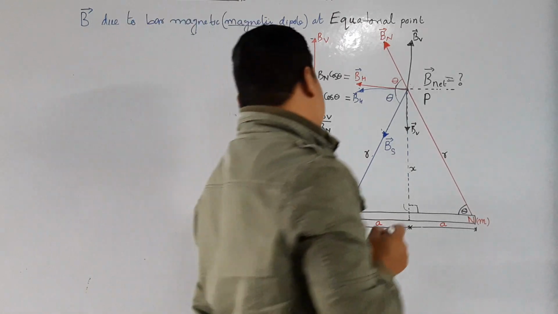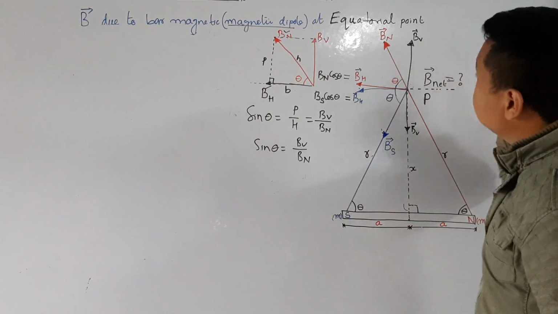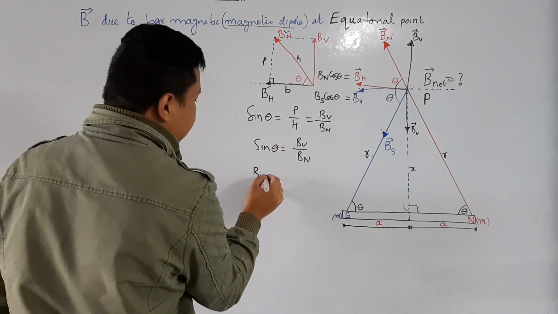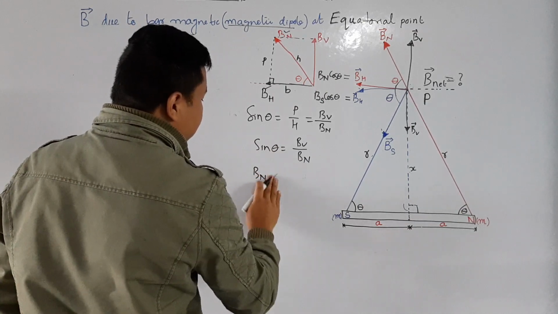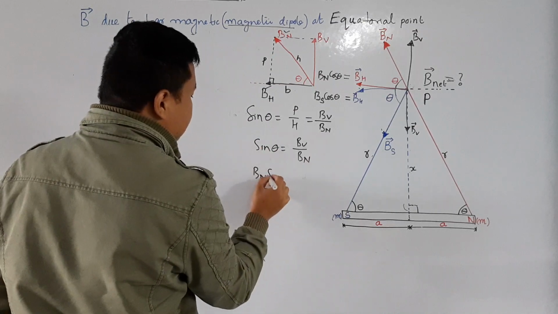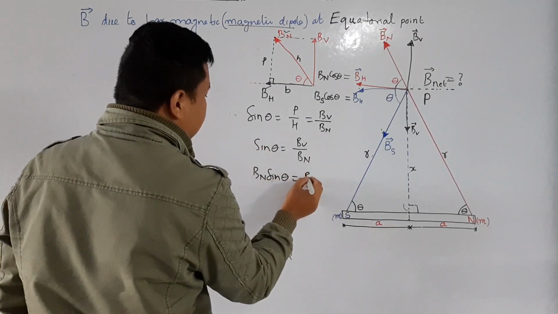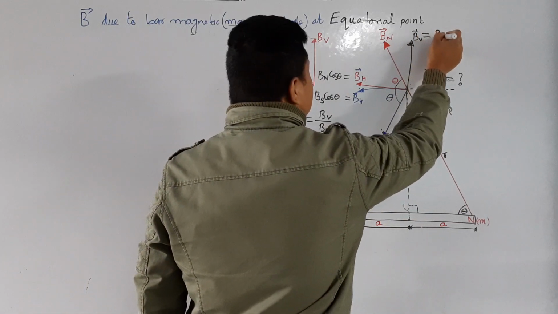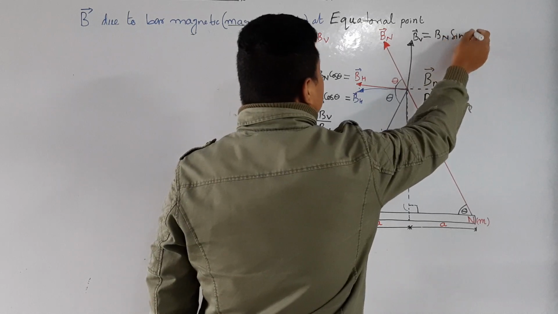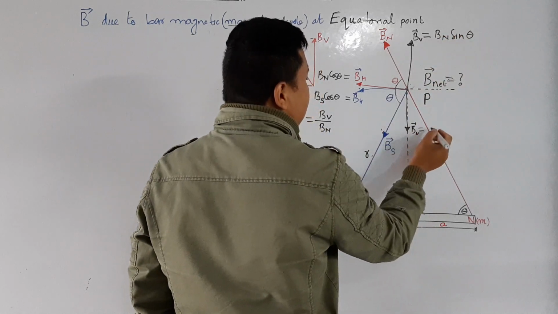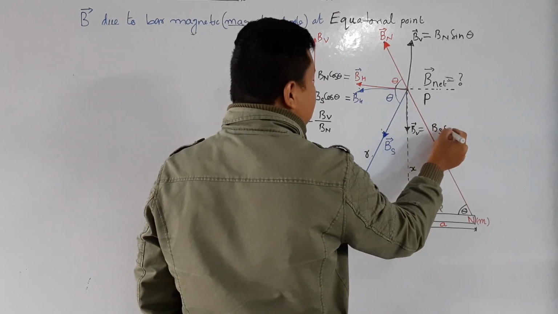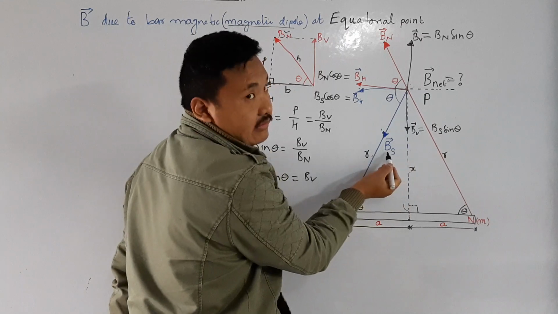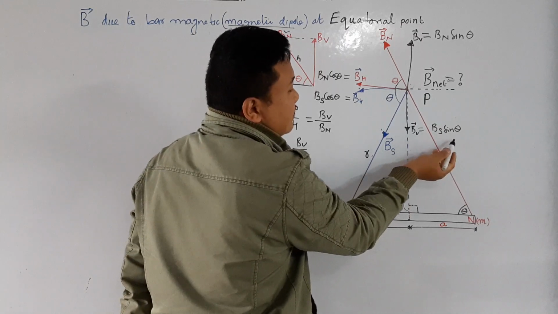Now I want to find BV. So you bring this BN here, and sin of theta will be equal to BV. So we got BV is equal to BN sin theta. Similarly, this BV will be also BS sin theta. Why BS? Because this BV is because of this BS. So this will be BS sin theta.